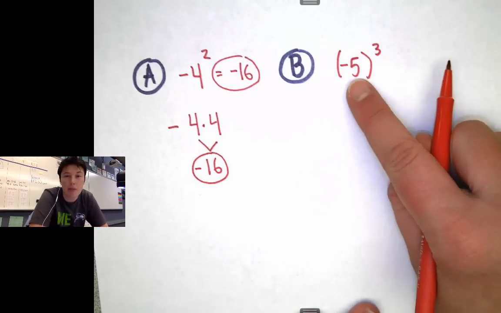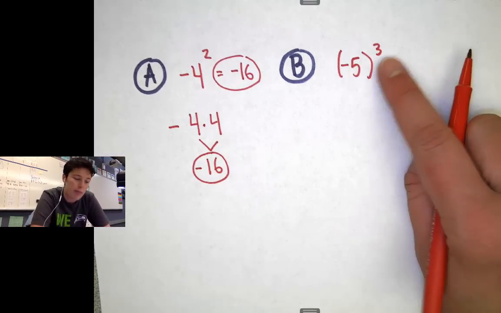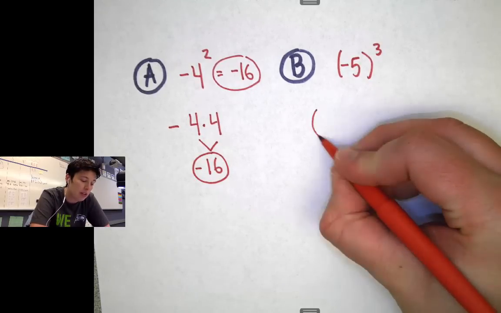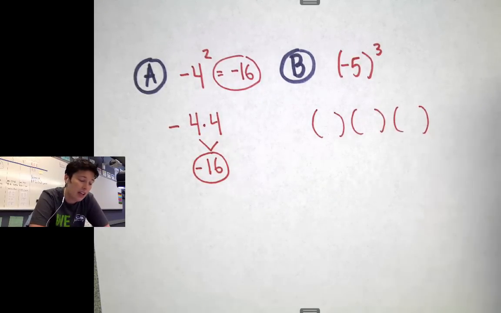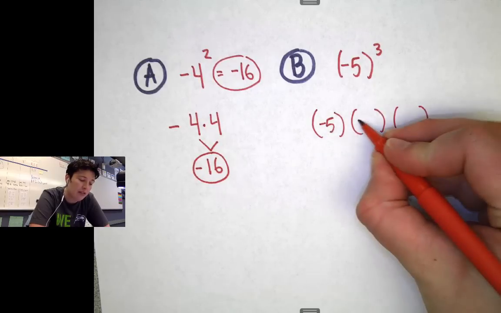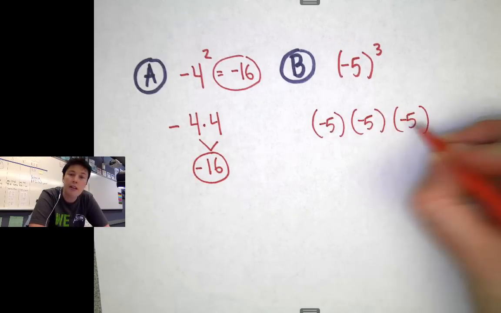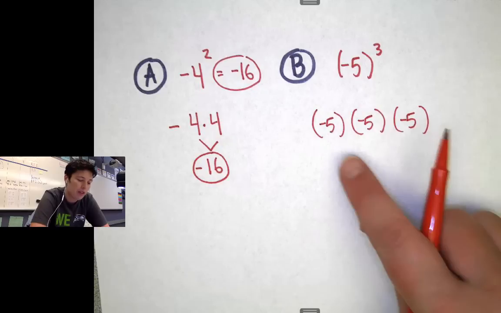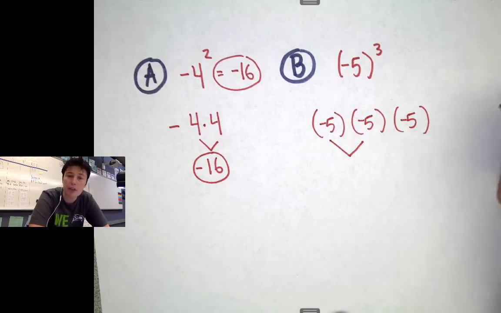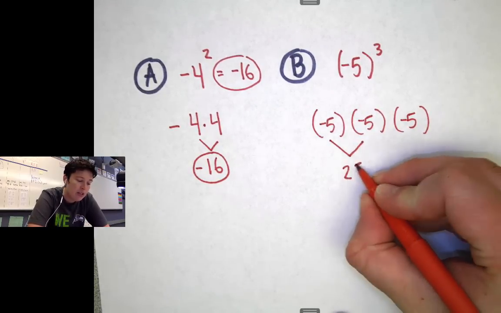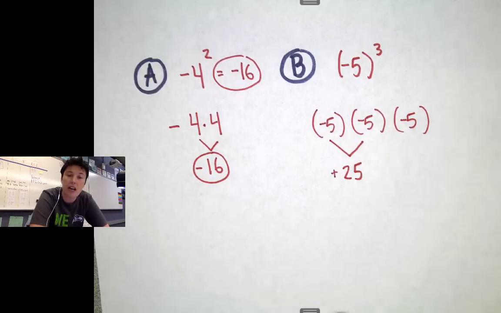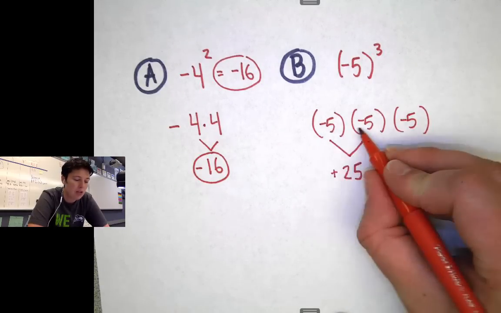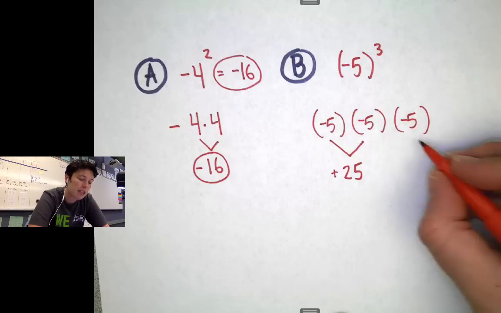This one does have a parentheses. So when it's to the third power and there's a parentheses, that means there's 1, 2, 3 parentheses. And inside is negative 5, negative 5, and negative 5. So I'm going to go in order. I'm going to do the first two numbers here. I happen to know 5 times 5 is 25. But I also know that a negative and a negative make a positive 25. It's a match. They're the same. Remember our match rule? So these match, so that's a positive.